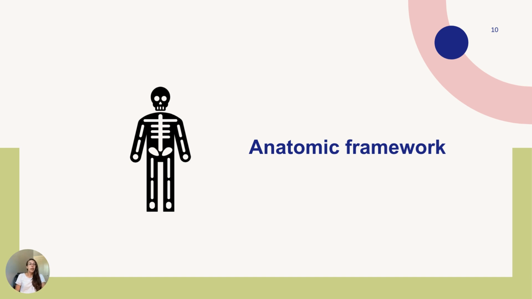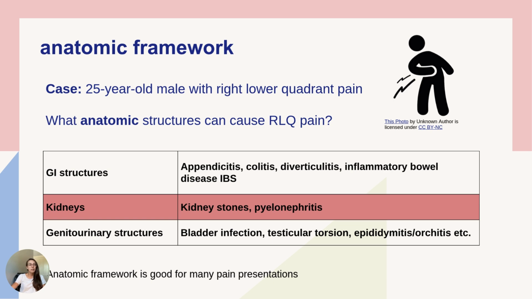Next, we're going to dive into the anatomic framework. I would say, anatomic framework definitely works well for various pain presentations. That's a common one to utilize for that. So to exemplify that, let's see, classic case of a young male with right lower quadrant pain. So off the bat, you might be thinking, oh, appendicitis. But again, if we wing it, we're going to miss some crucial, possibly red flag diagnoses, right? So what you ask yourself is what anatomic structures in that area can cause right lower quadrant pain.